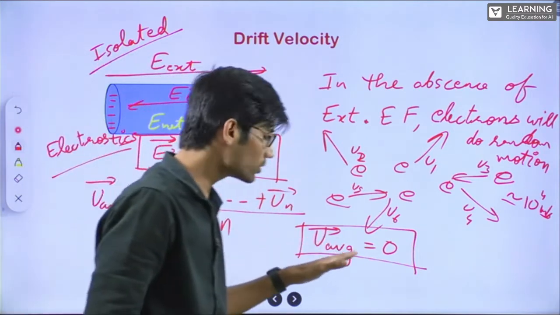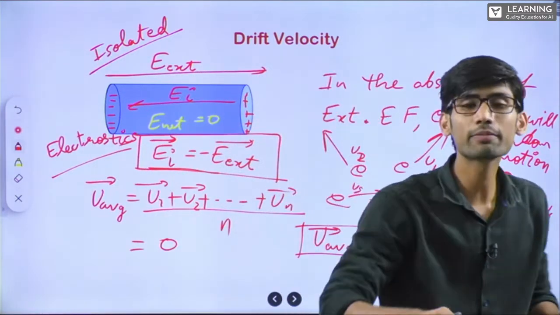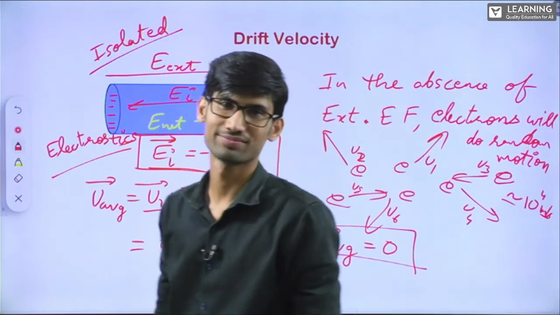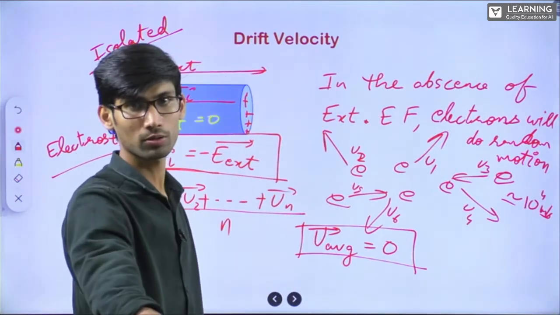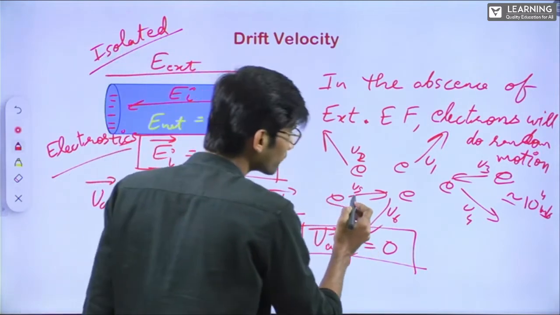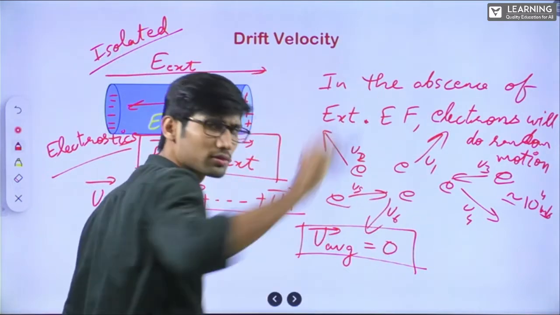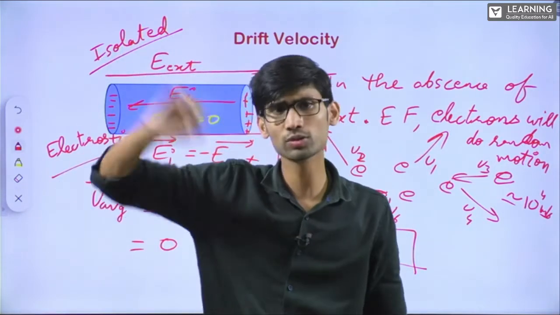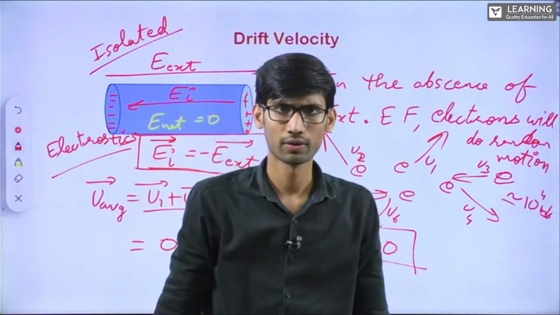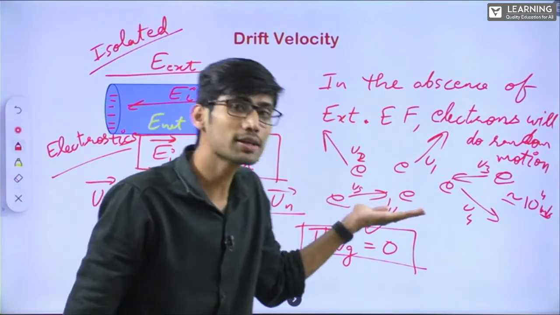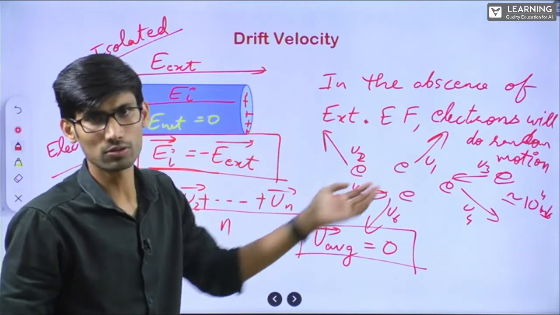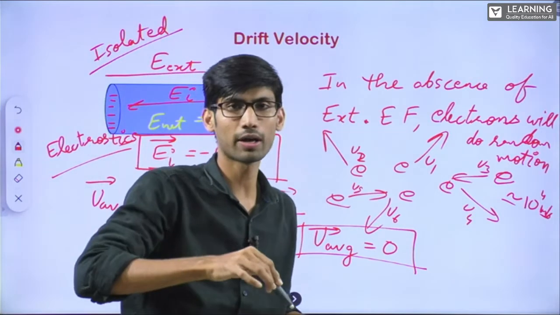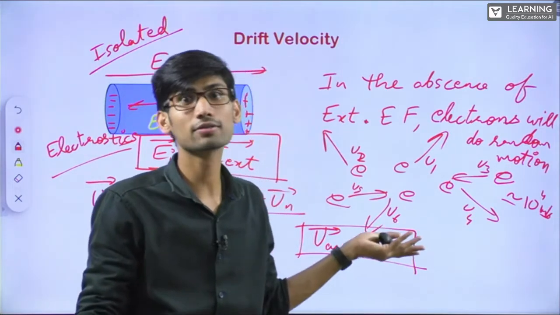Now, if I ask you whether the average speed will be 0 or not, no. Average speed is not 0. Average speed is total distance upon total time, right? They are traveling a lot of distance. Average velocity is 0 because it involves the direction also. If they move in this direction and come back, average velocity is 0, but speed is not 0.